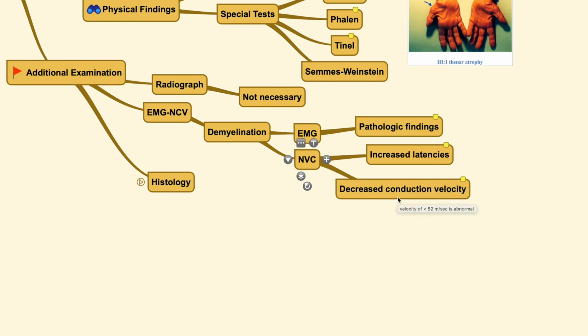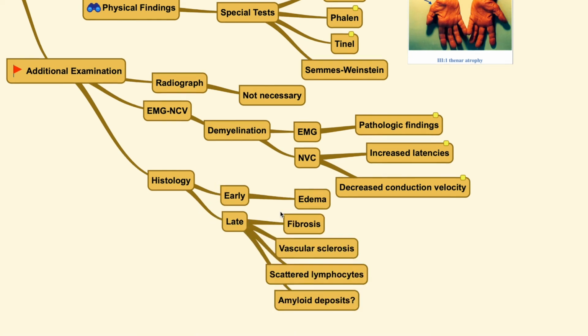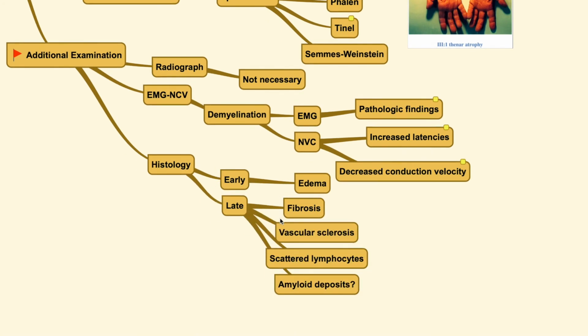And if you remember what I mentioned in my previous video regarding basics of compression neuropathy, this conduction velocity is like going through a highway. So the car that goes through this highway has a lower speed because somewhere along the highway there's a car accident, and the traffic is not as smooth as it should be. So for the histology, your early findings will reveal edema, while the late findings may reveal fibrosis, vascular sclerosis, and so on.